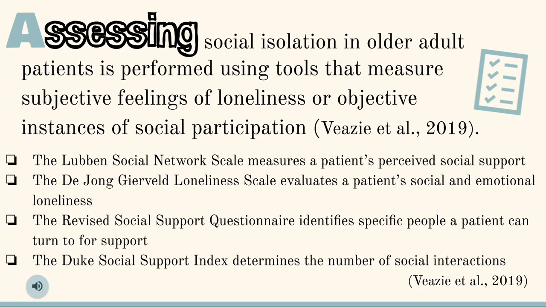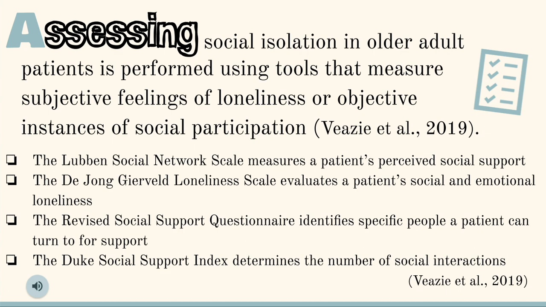There are 3 questions about family members and 3 questions about friends. They're asked in the same way. So how many relatives or friends do you see or hear from at least once a month? How many relatives or friends do you feel at ease with that you can talk to about private matters?